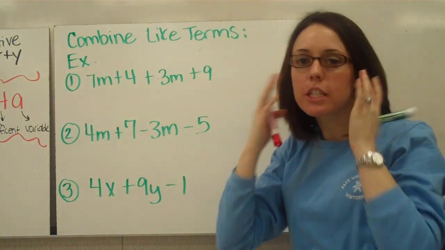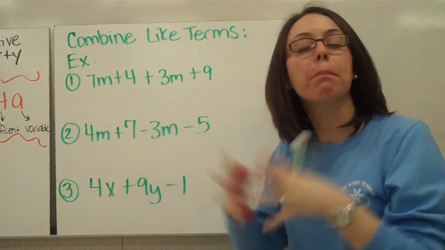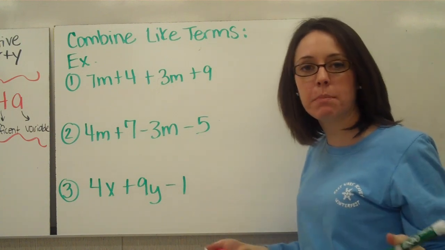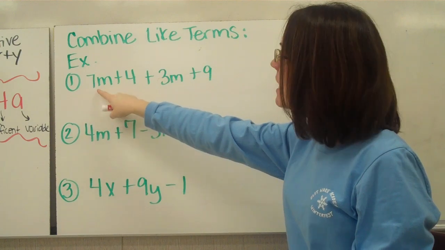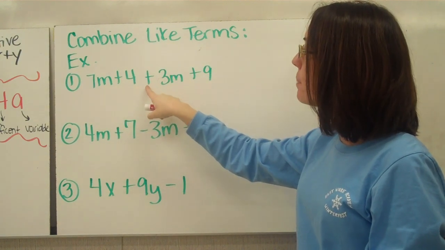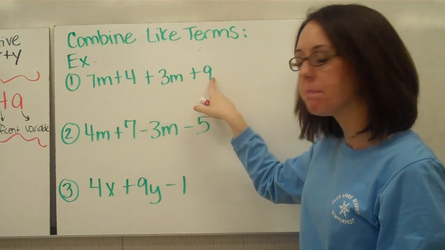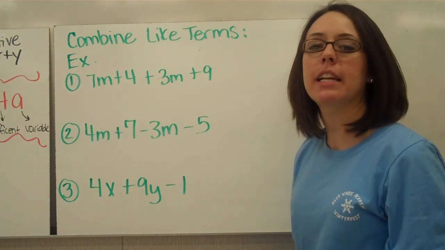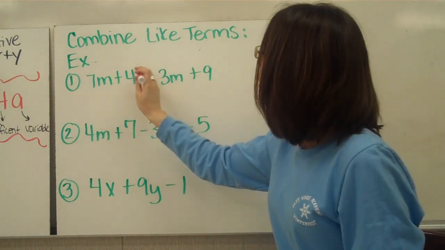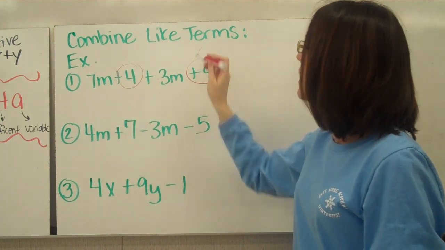Combine like terms. To combine, we're going to add things together or put things together. It's not always adding, it could be subtraction. We're going to combine some like terms. Example number 1, 7m plus 4 plus 3m plus 9. First thing I do is look through and see, do I have any like terms? Let's circle those, 4 and 9.